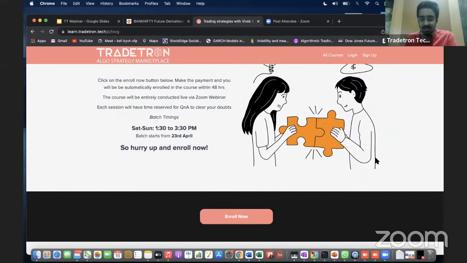Another question, can we build strategies on TradeTron with combined option Greeks and indicators? So yeah, Mr. Vinod, this is possible. You can combine option Greeks as well as technical indicators for your strategies on TradeTron.